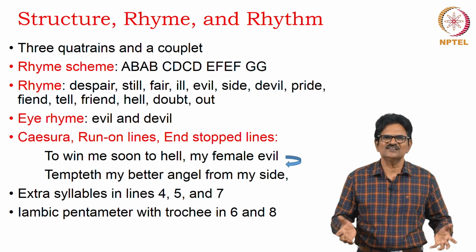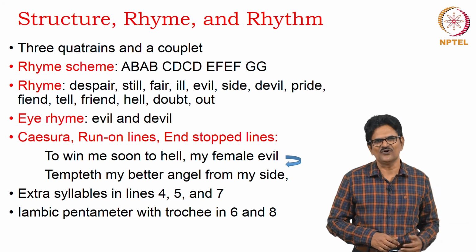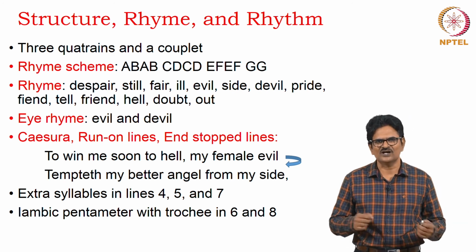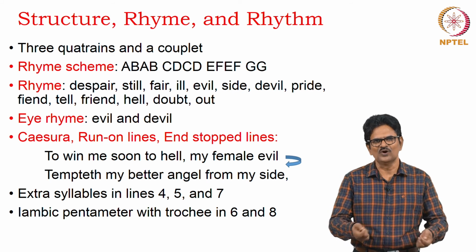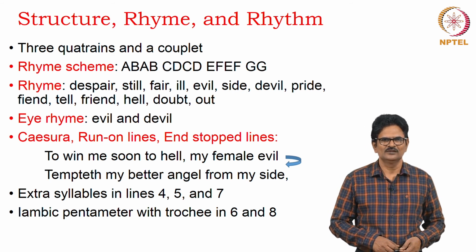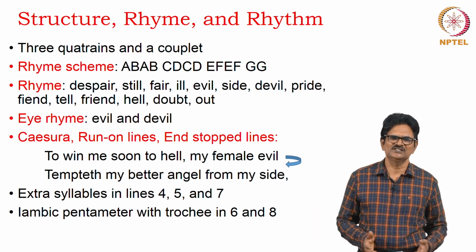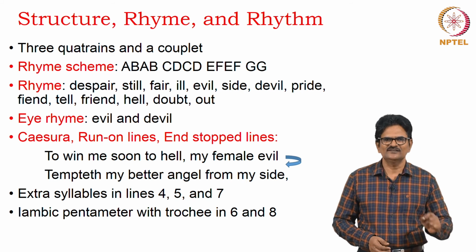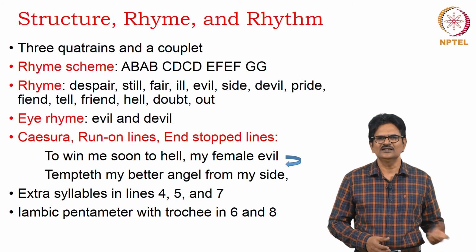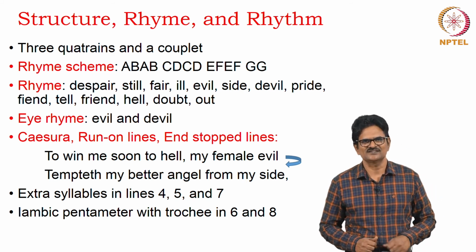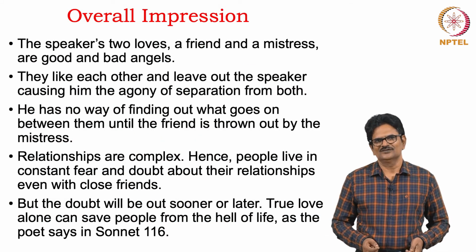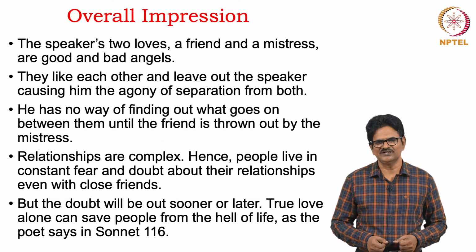We have extra syllables in lines number 4, 5 and 7. If you count them, you can see some additional syllables. Though we have an iambic pentameter in this sonnet, there is some variation of trochee in lines number 6 and 8. This is again one of the greatest poems of Shakespeare.